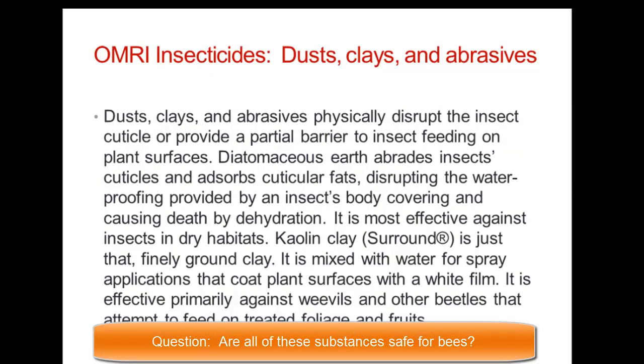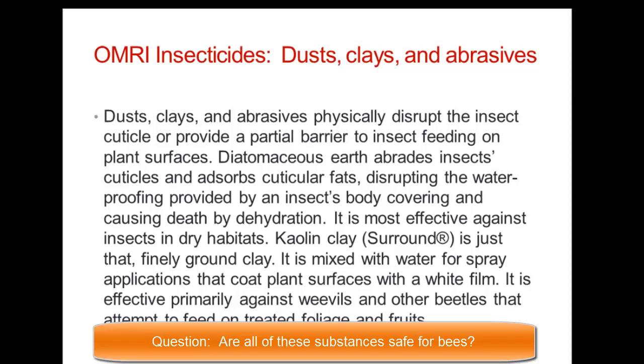Hey, Rick, we had a couple of quick questions regarding these substances and their safety to bees over in the chat box. I'm not sure which ones specifically, but if you have any comments on.